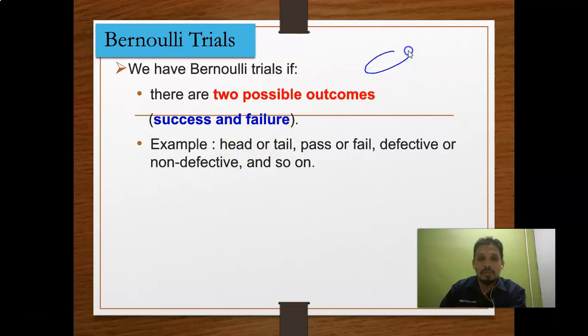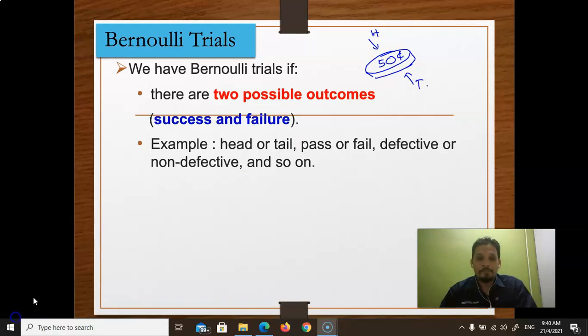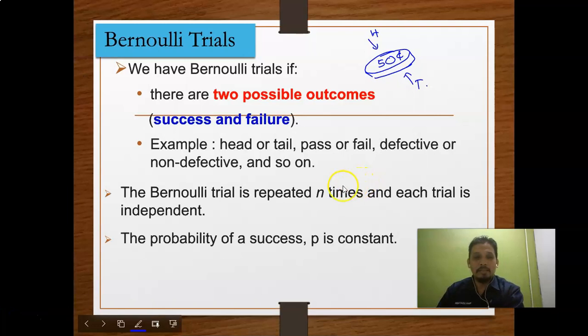For example, head or tail. When we toss a coin, I think all of you know what this coin is. Just imagine that the face of this coin shows the value of the coin, which is 50 cents. We call this a head and this part a tail. Then the Bernoulli trial is repeated n times and each trial is independent, and the probability of success p is a constant.